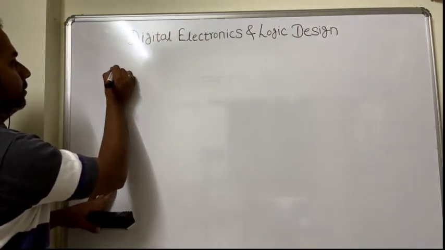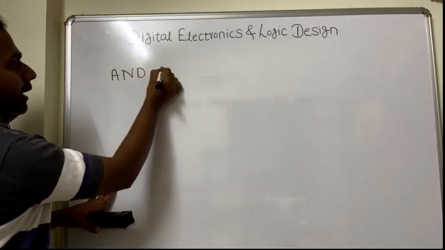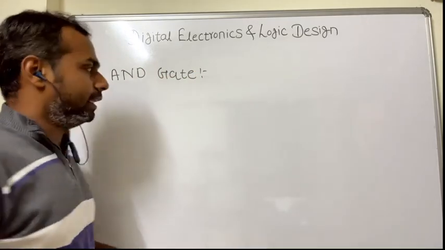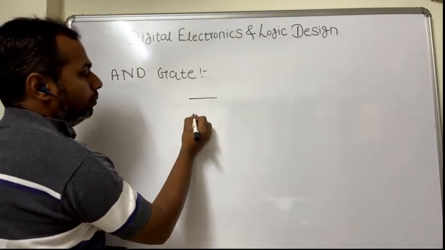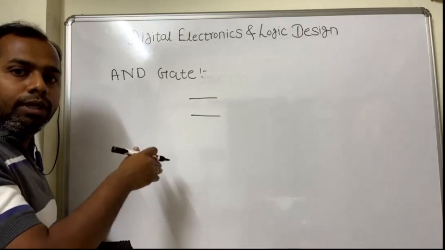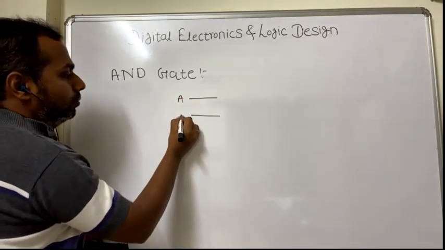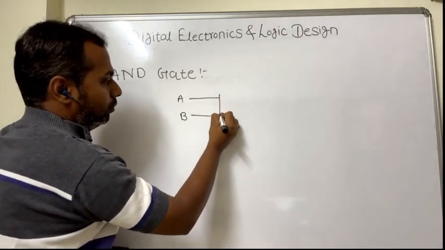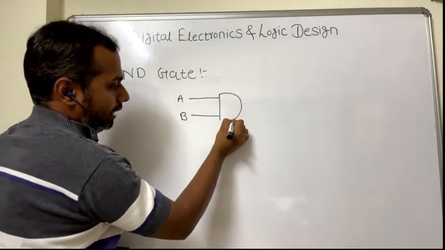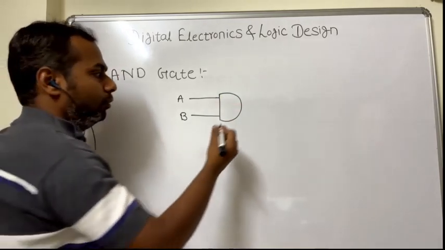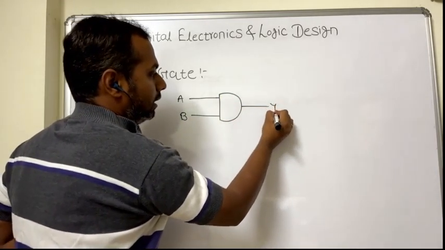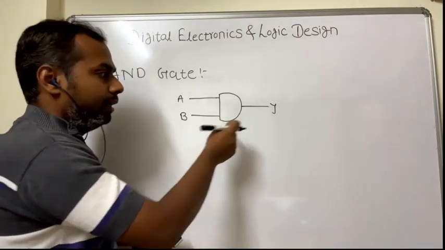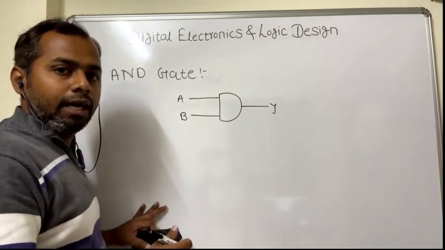Basic gates, AND gate. The symbol of AND gate is like this. Two input AND gate. It has two inputs. Let's assume A and B are two digital inputs applied to the AND gate. It has two inputs and one output. Let us assume Y is the output. For these two inputs A, B, we have to find out Y, the output.